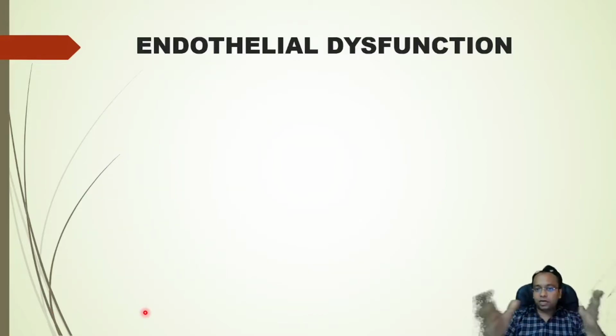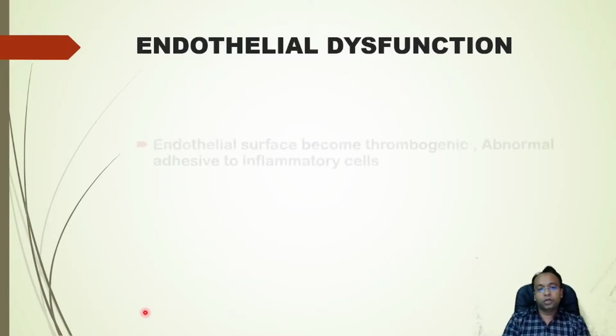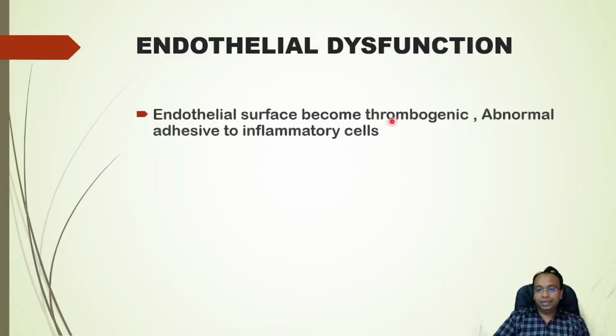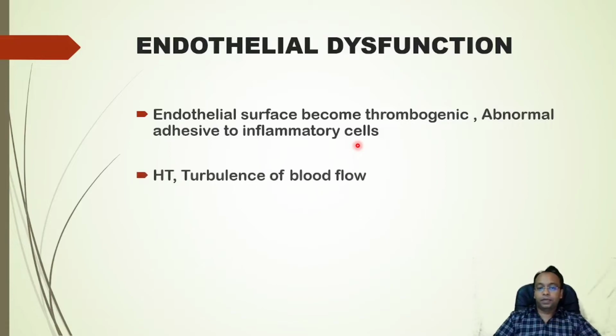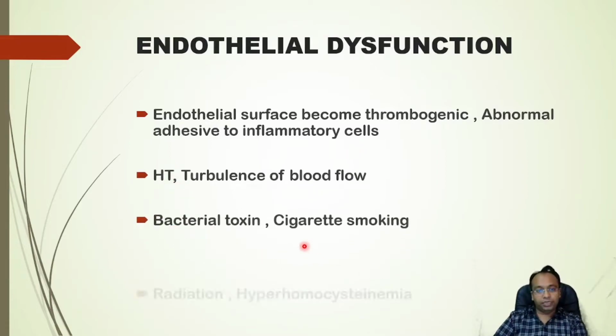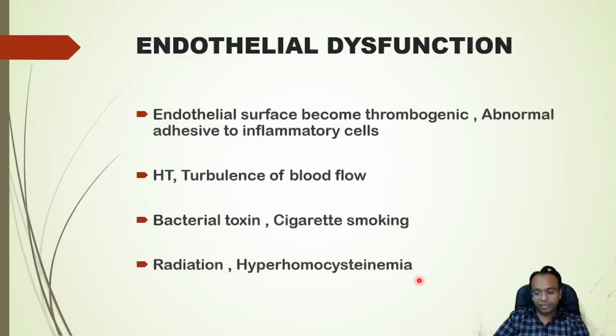All right. The second one is endothelial dysfunction. Now here there will be no direct endothelial injury, but the endothelial surface becomes thrombogenic. It becomes dysfunctional and thrombogenic, so that it is abnormally adhesive to inflammatory cells. They will favor clot formation. That is by endothelial dysfunction, the endothelial surface becomes thrombogenic. Hypertension, turbulence of blood flow, bacterial toxins, cigarette smoking, radiation, hyperhomocysteinemia, high cholesterol level in the blood, all those factors can lead to endothelial dysfunction.